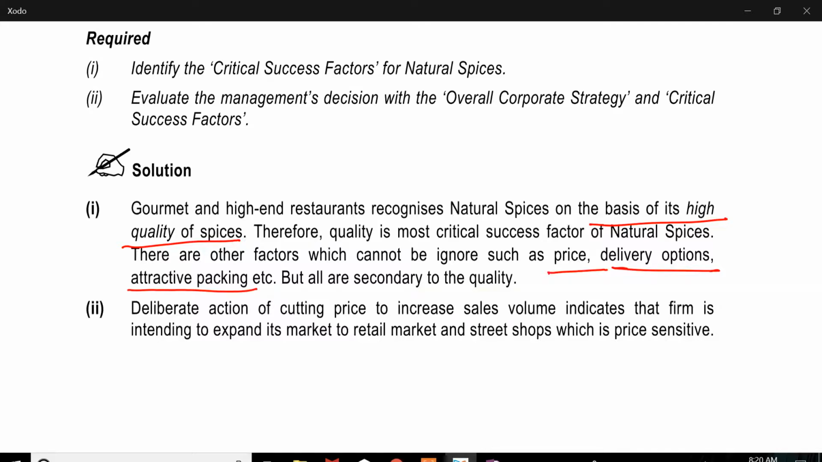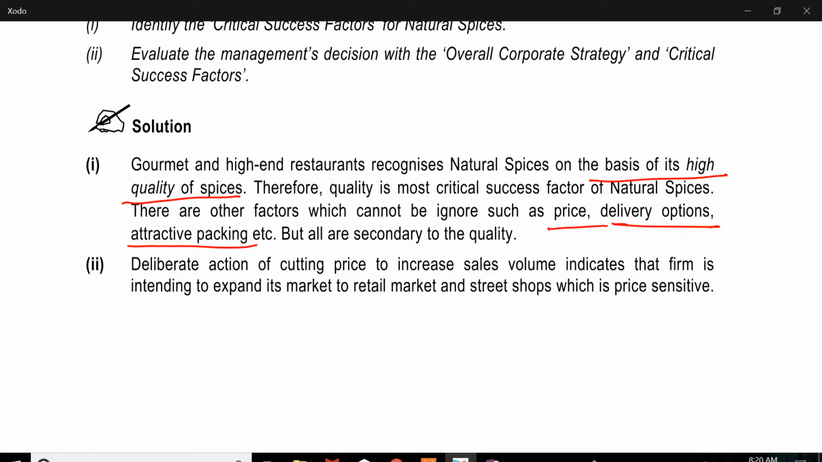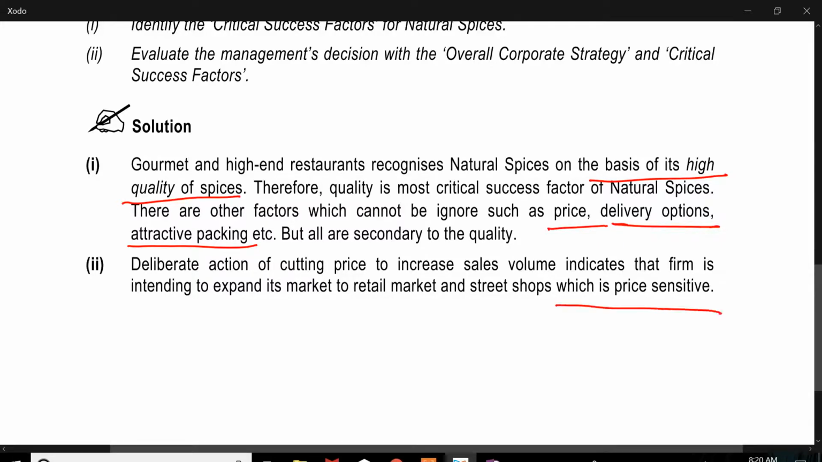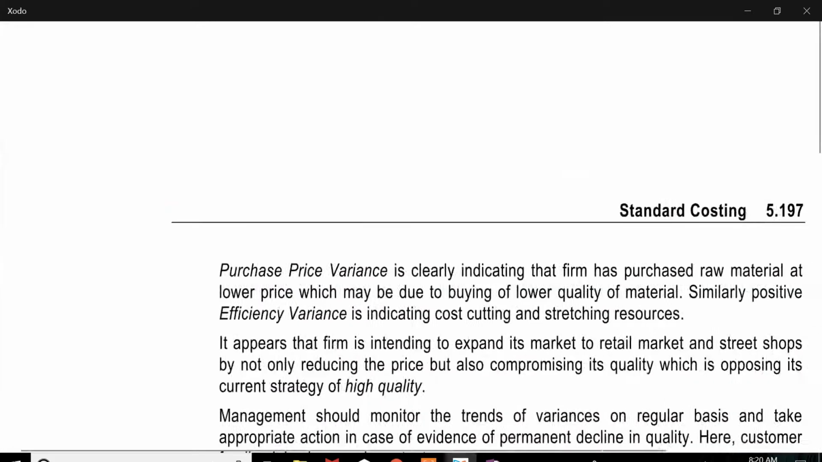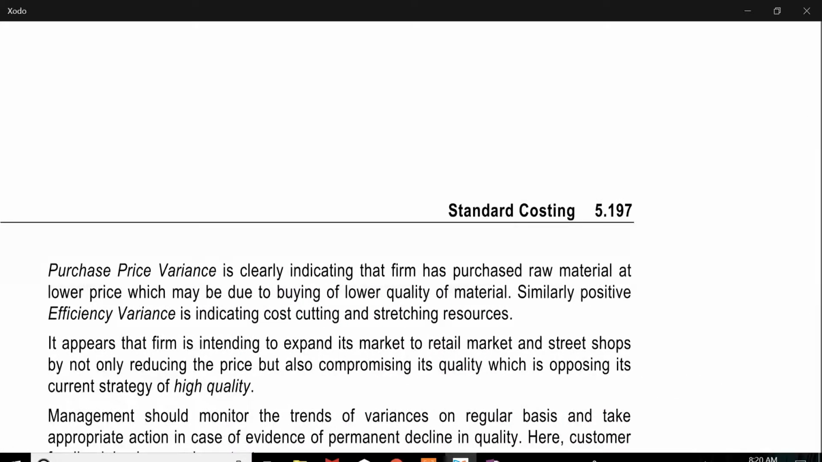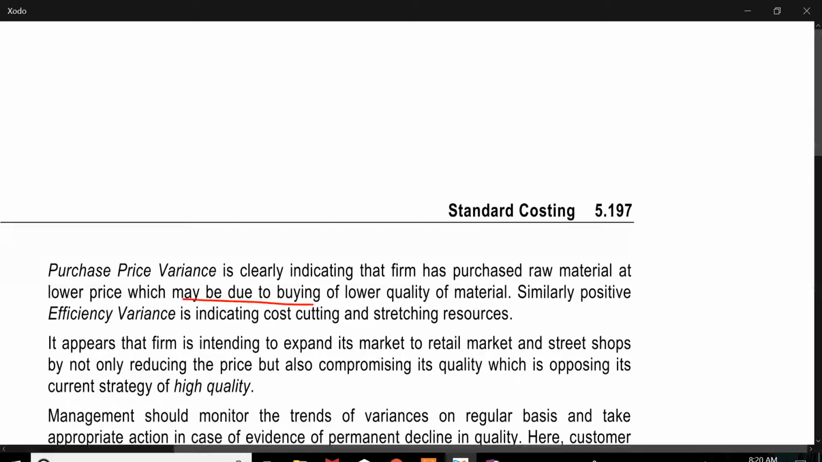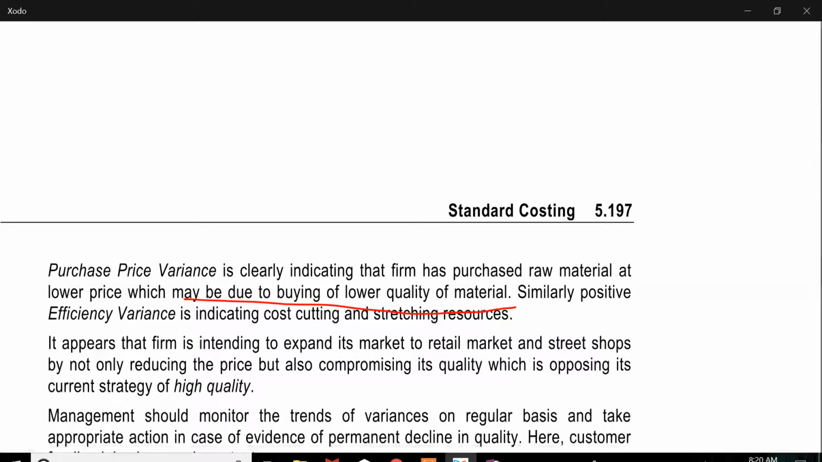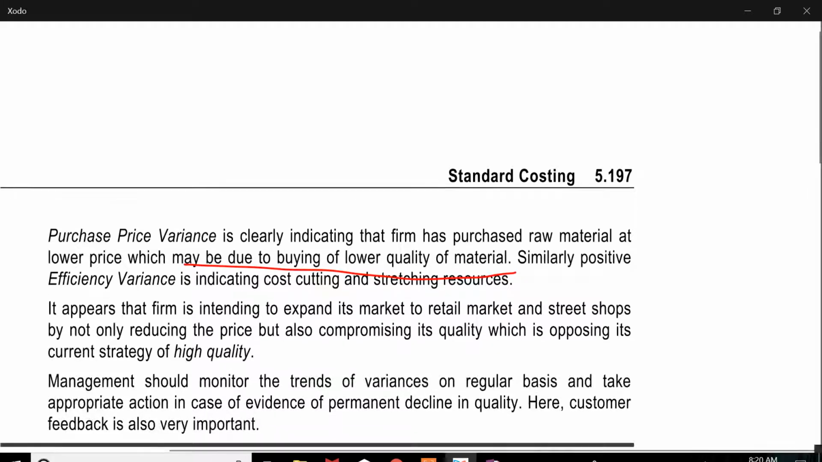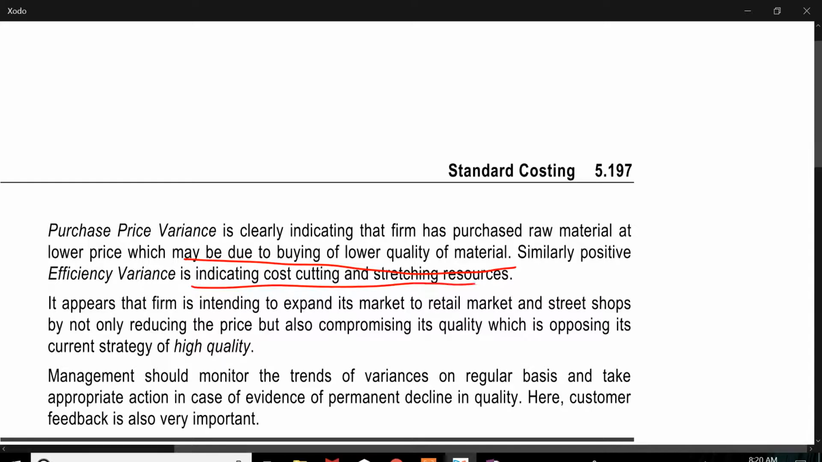That's up to you. Next, deliberate action of cutting price to increase volume indicates the firm is expanding into street shops, which is price sensitive. Purchase price variance is clearly indicating that the firm has purchased raw material at a lower price, which may be due to buying lower quality raw material. Similarly, positive efficiency variance indicates cost cutting and stretching resources.